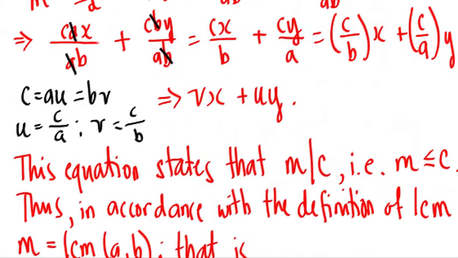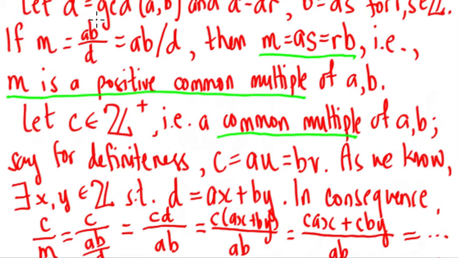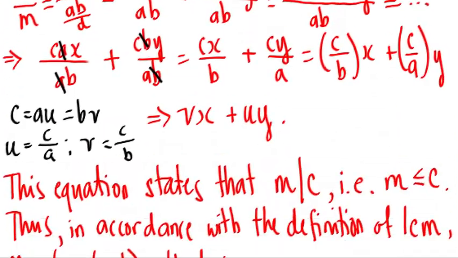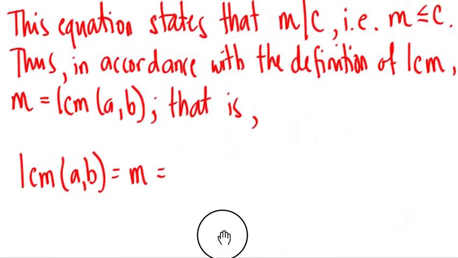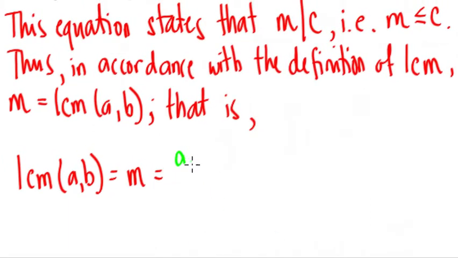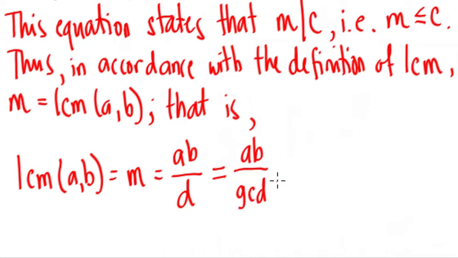We remember above that M is equal to AB over D. Let's write it down: M is equal to AB over D. And we know that D is the GCD of A and B. So therefore we have AB all over the GCD of A and B. From this equation, we can now derive what we want to prove in the first part. How can we do that?